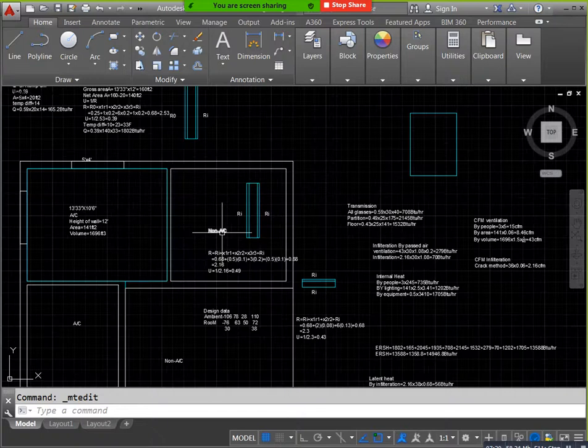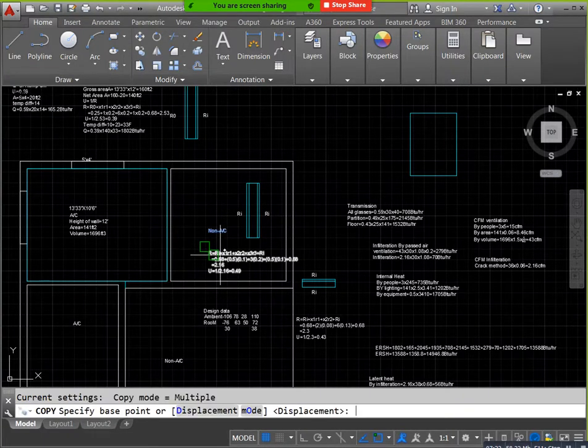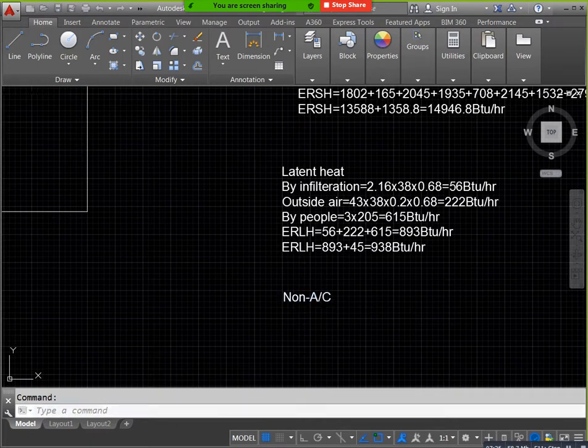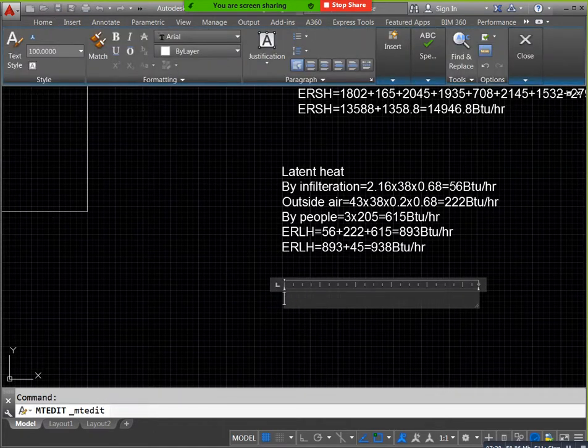OAH, outside air heat. In this outside air heat condition, again we need to calculate our ventilation and, at the same time, infiltration. Now I am calculating ventilation first. We need to calculate sensible heat and latent heat here.